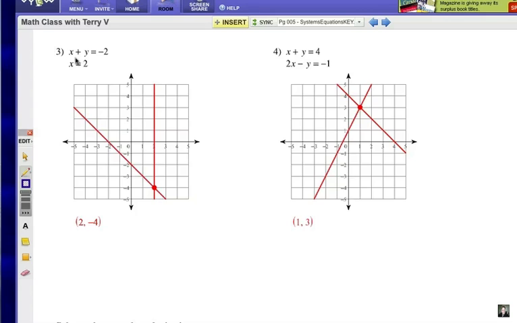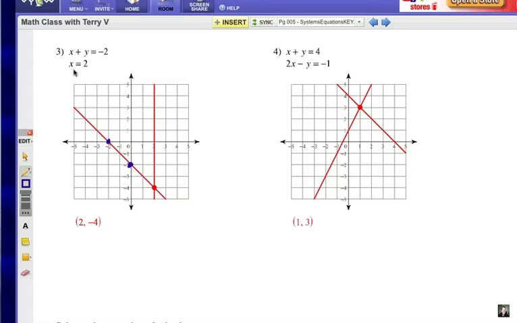All right, number 3, x plus y equals -2. Now, if I cover up the x value, that will give me a y-intercept of -2. So that is why I have that dot right there. If I cover up the y value, then the x-intercept is -2. And so I would have a dot there. And then I connect the dots to make my line there.